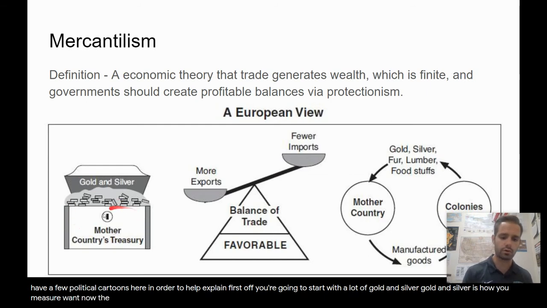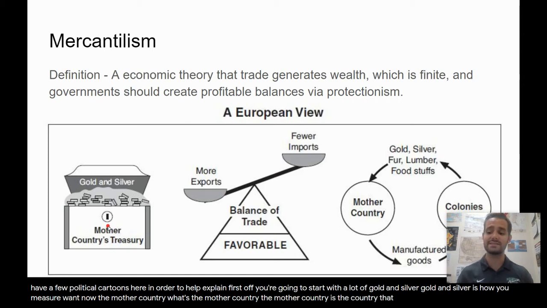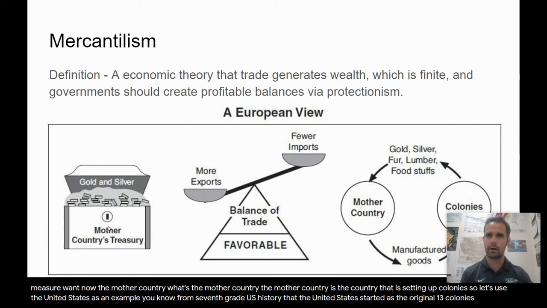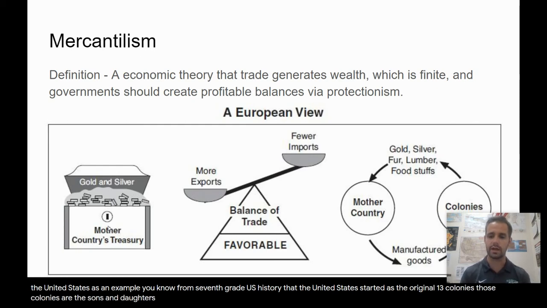Now, the mother country. What's the mother country? The mother country is the country that is setting up colonies. So let's use the United States as an example. You know from seventh grade U.S. history that the United States started as the original 13 colonies. Those colonies are the sons and daughters, per se, of the mother country, which was England.